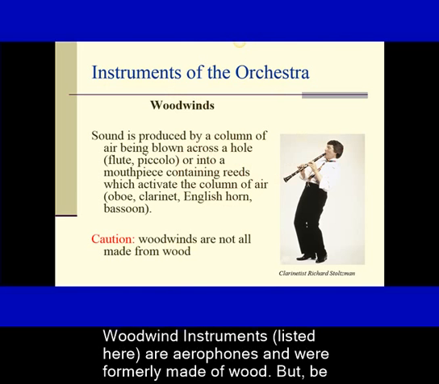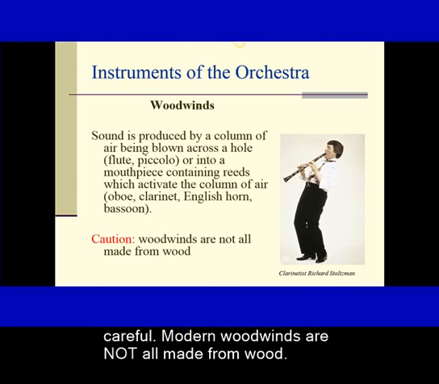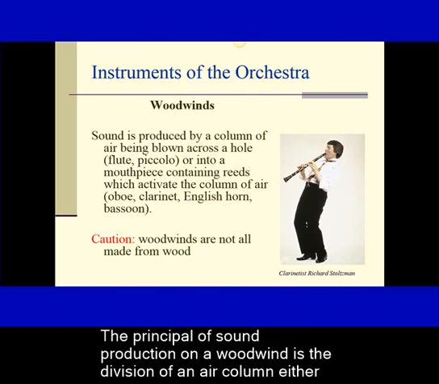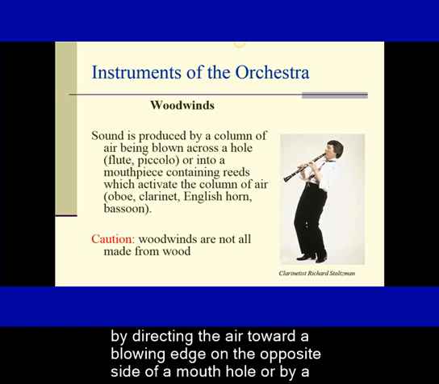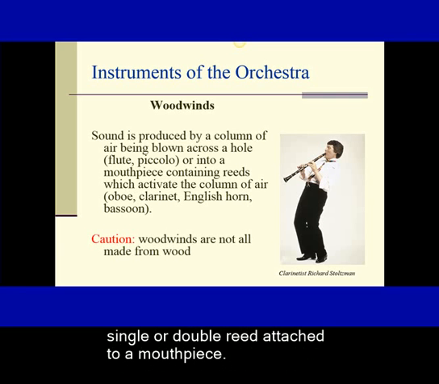Woodwind instruments are aerophones and were formerly made of wood. But be careful, modern woodwinds are not all made from wood. The principle of sound production on a woodwind is the division of an air column, either by directing the air toward a blowing edge on the opposite side of a mouth hole, or by a single or double reed attached to a mouthpiece.